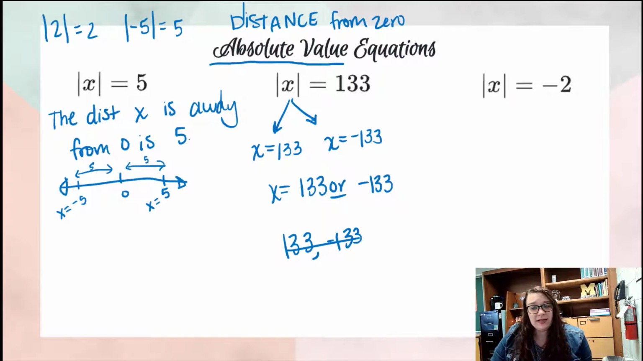The next one is a distance from 0 for x is negative 2. Now, this one's kind of weird because it's saying the distance is negative. The distance from 0 is negative 2.